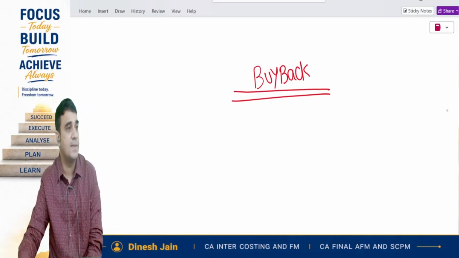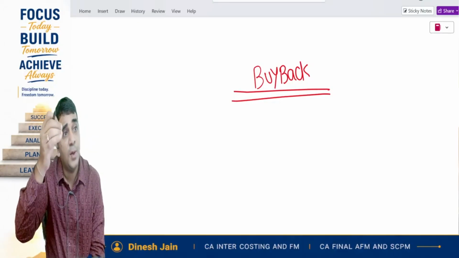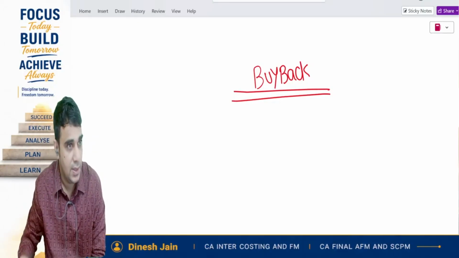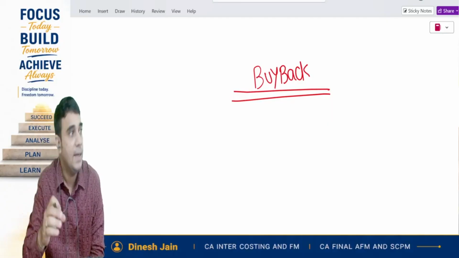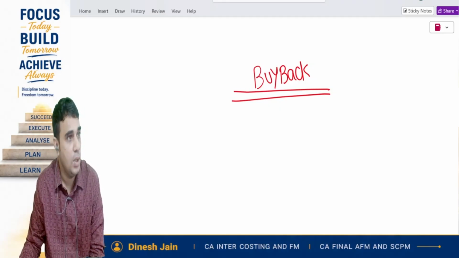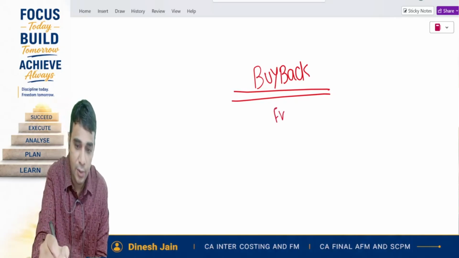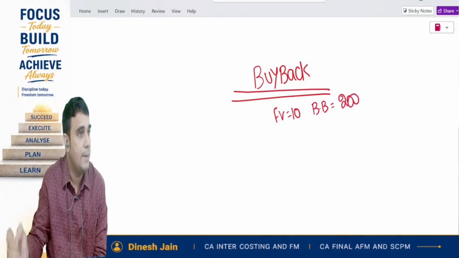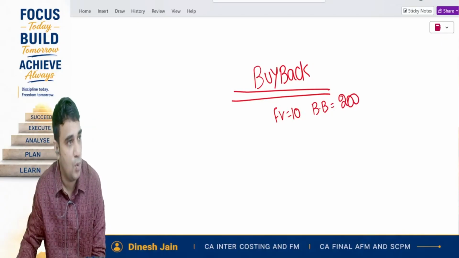Whenever a company does a buyback, the equity share capital will reduce and reserves and surplus will also reduce. What is buyback? Buying back its own equity shares. Let us assume face value 10 rupees, but buyback happens at 200 rupees. The company is buying back its own share.